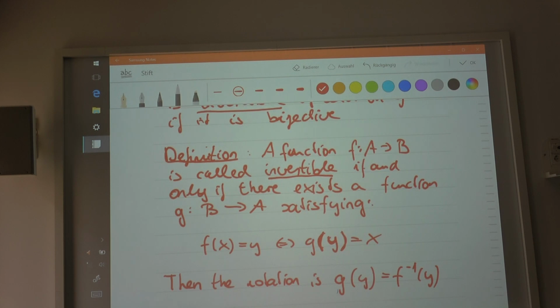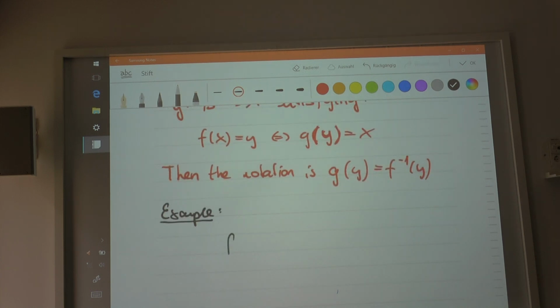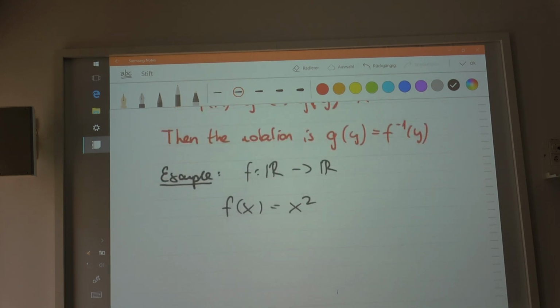Yes? Is injectivity of the original function basically the same as surjectivity of the inverted function? It relates to that, but this is not the case. Let me give an example for that. Let's say f goes from the set of real numbers to the set of real numbers, and let's take a parabola again. As we see, the function is not injective, because two different arguments can have equal images, right?